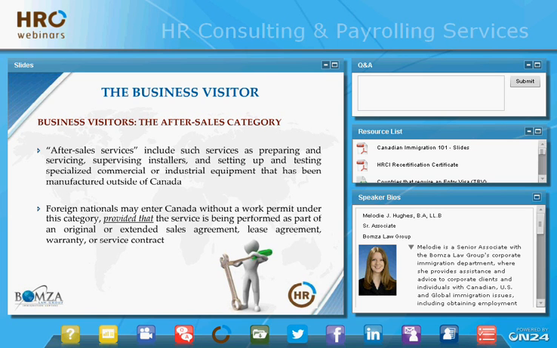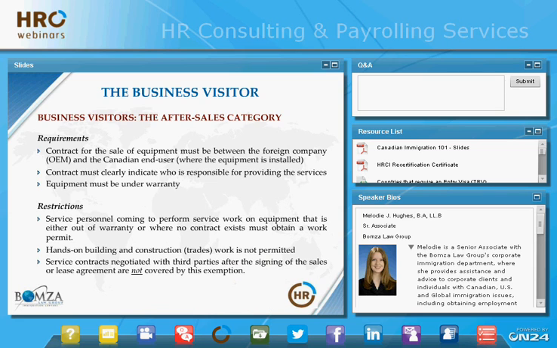3 key things that officers are specifically looking for is 1, that the contract for the sale of the equipment or software shows the direct relationship between the foreign company or the original equipment manufacturer and the Canadian end user, the company that bought it. The contract must also clearly indicate who is responsible for providing the services, and the equipment or software must also still be under warranty.